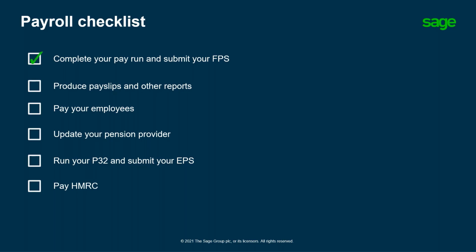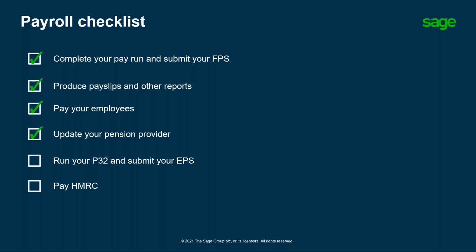So let's go back and take a look at that payroll checklist. You would first complete your pay run and submit your FPS to HMRC. You would produce your payslips and any other reports that you need. Pay your employees outside of the system. Update your pension provider on your deductions.